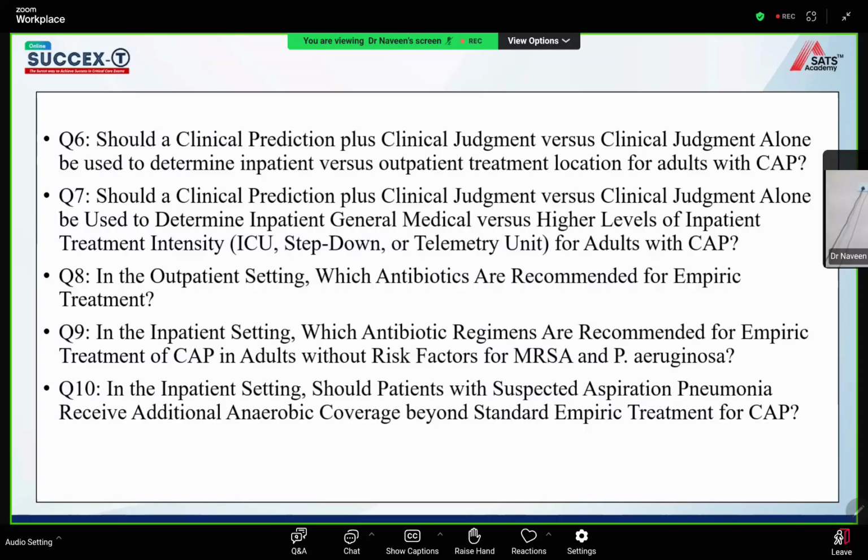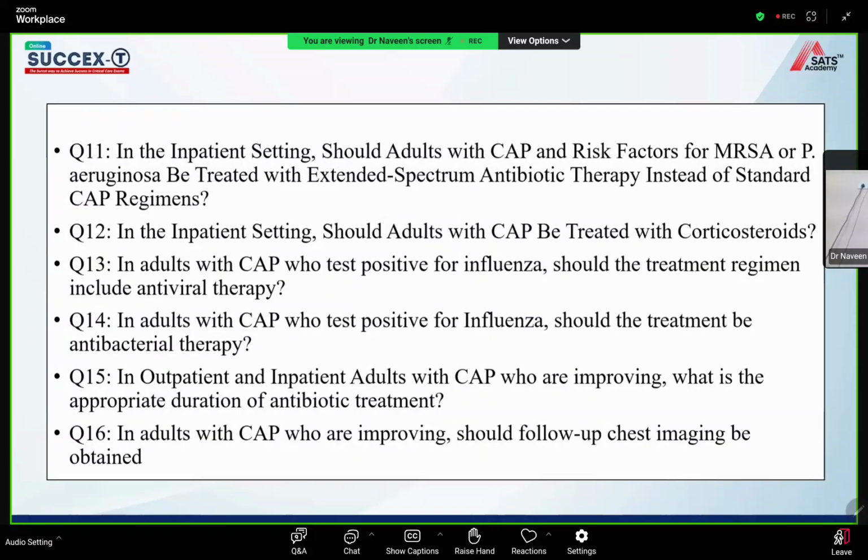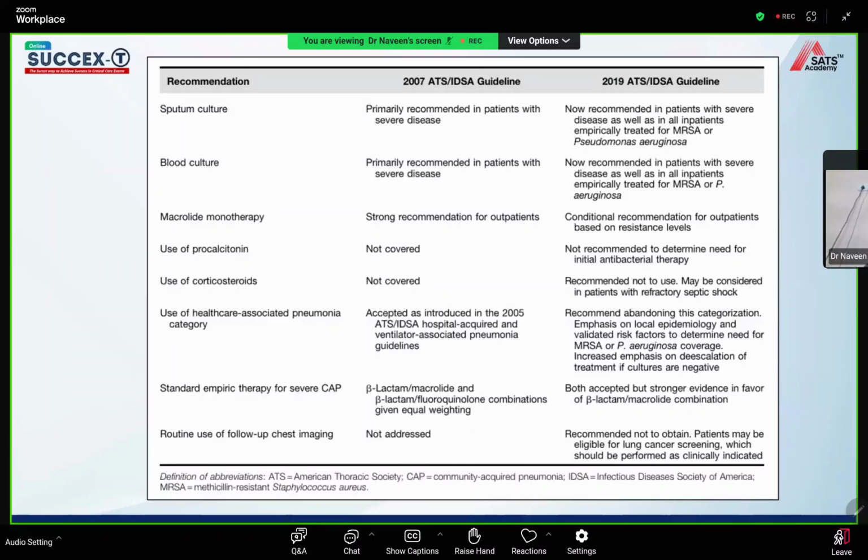In that, what we can use is PSI as well as CURB-65 for the patient to be placed in the ward. Whereas to admit in an ICU, you can use combined clinical judgment as well as ATS/IDSA 2007 criteria to assess where to localize the patient. I will be discussing in future the differences between the two guidelines which have been proposed in 2007 and 2019.